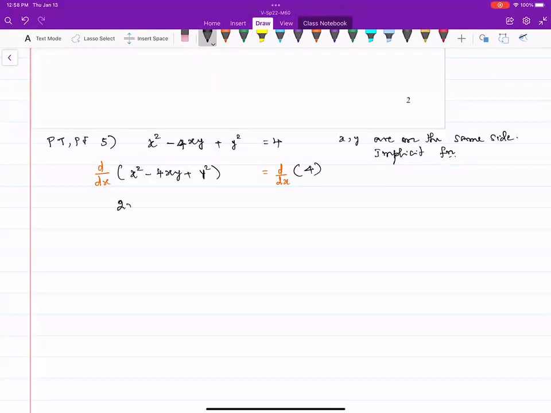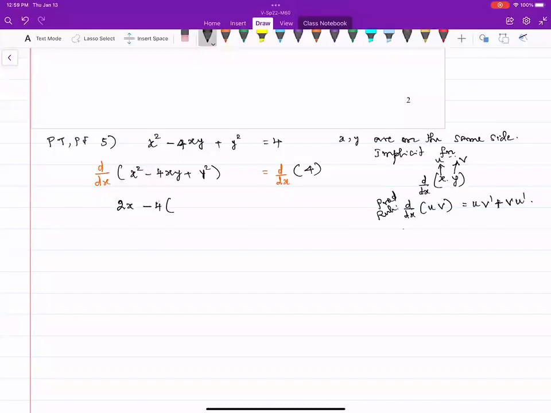The derivative of x squared is 2x. For the derivative of 4xy, you have to be careful. You have to treat xy as a product of two functions, so you will treat one of them as u and one of them as v. We know the product rule: d by dx of uv is u v prime plus v u prime. You can switch the order in this case because they are added, so the terms can be switched.